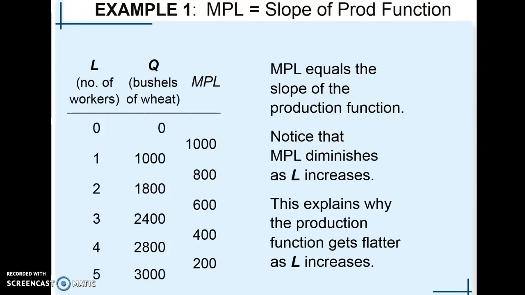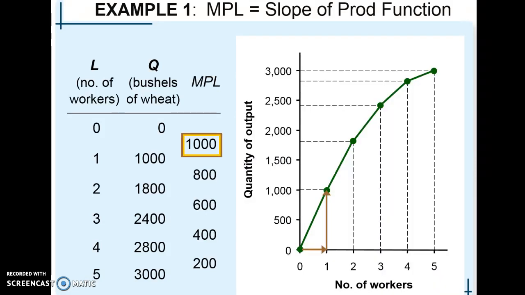Marginal product of labor is going to fall as labor increases. This explains why the production function gets flatter as the amount of labor that you're hiring increases. So if you hire your first worker, your marginal product of labor is 1,000, second worker 800, 600, 400, and 200. And along with that, the production function is getting flatter.